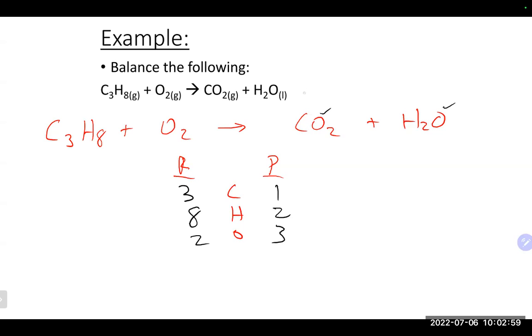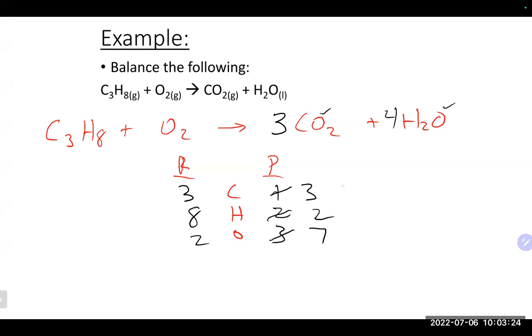Once again, the easiest thing to fix first would be carbon, perhaps. So we could put a 3 in front of it. That's going to give us 3 carbons. We will still have 2 hydrogens. Our oxygens now get to 7 with 6 in the first one and 1 more on the second, which is 7.